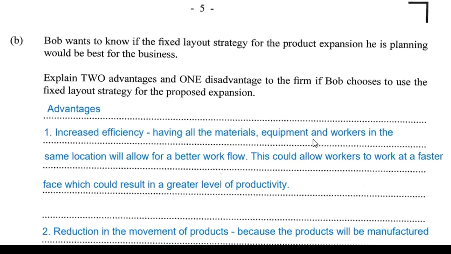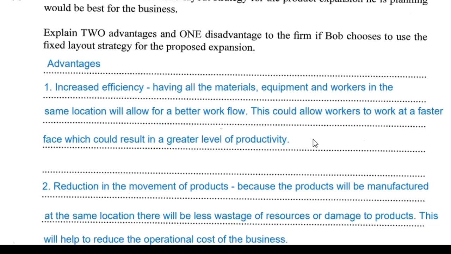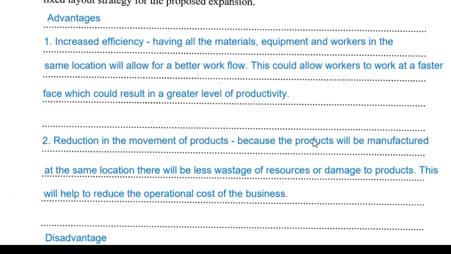So advantages, the first one, there will be increased efficiency. Having all the materials, equipment, and workers in the same location will allow for better workflow, and this could allow workers to work at a faster pace, which could result in a greater level of productivity. The second advantage, reduction in the movement of products. So because the products will be manufactured at the same location, there will be less wastage of resources or damage to products. This will help to reduce the operational cost of the business.